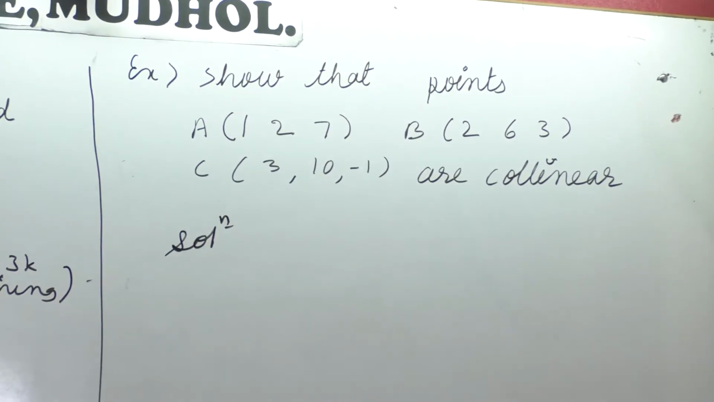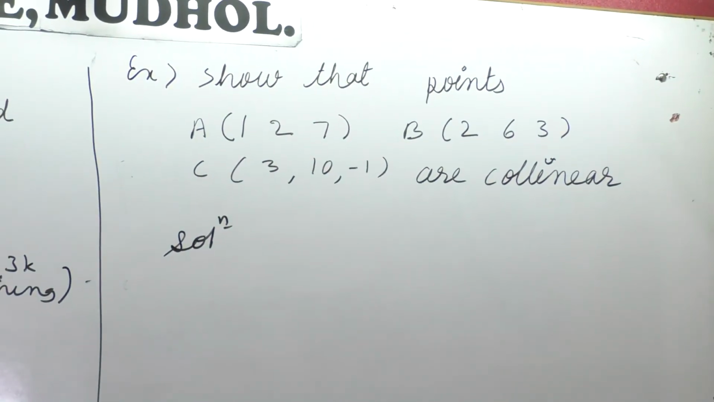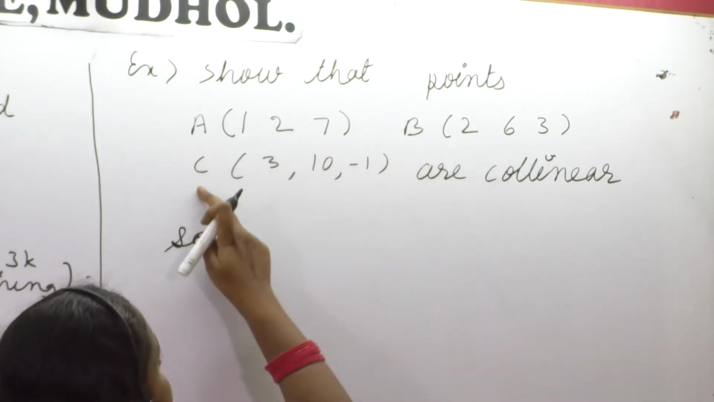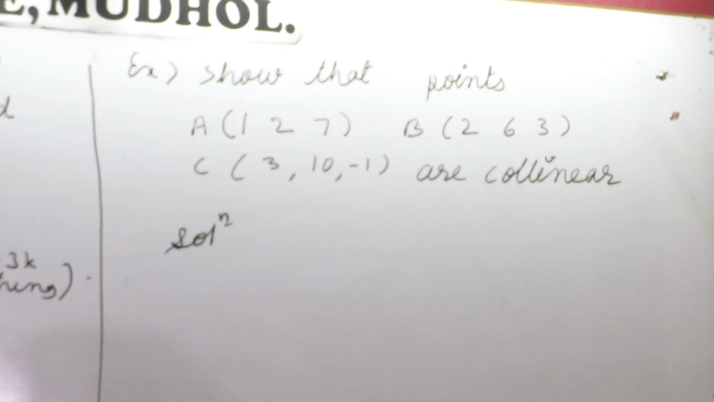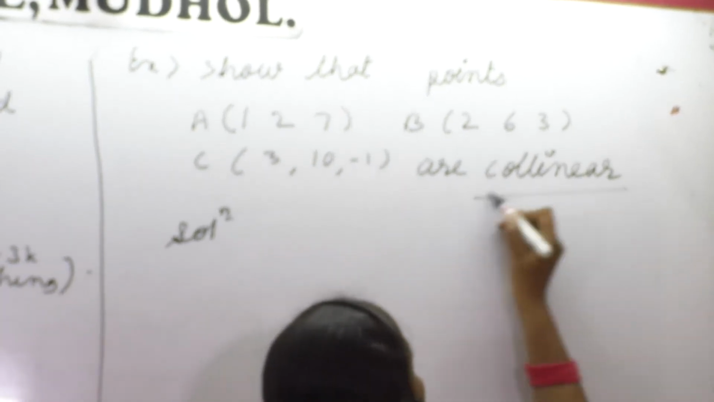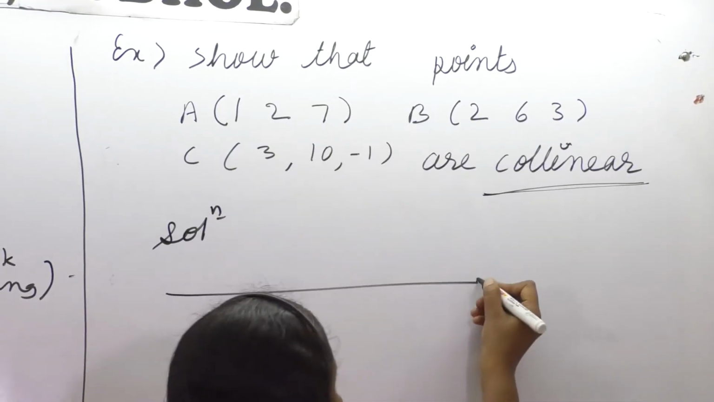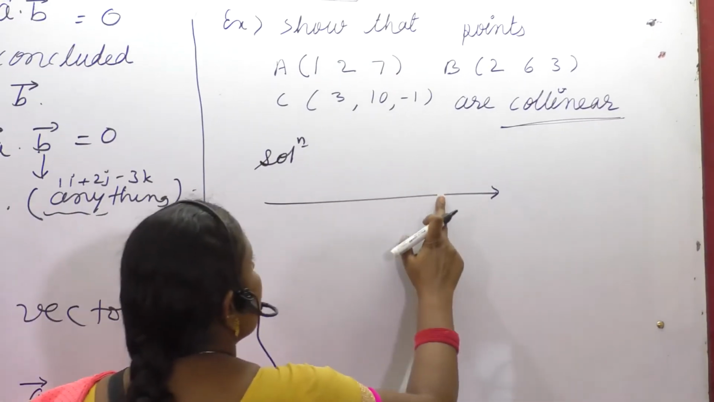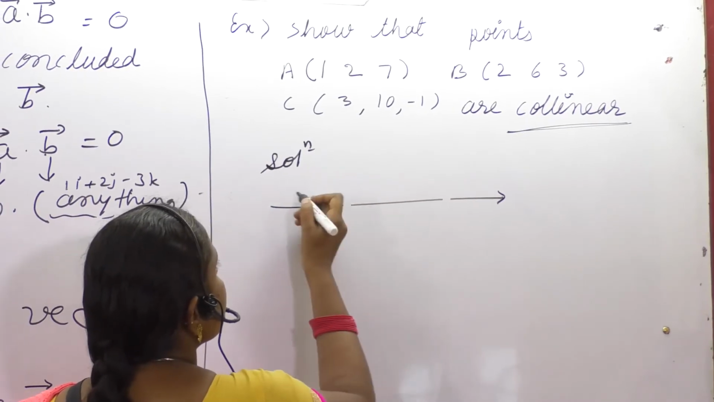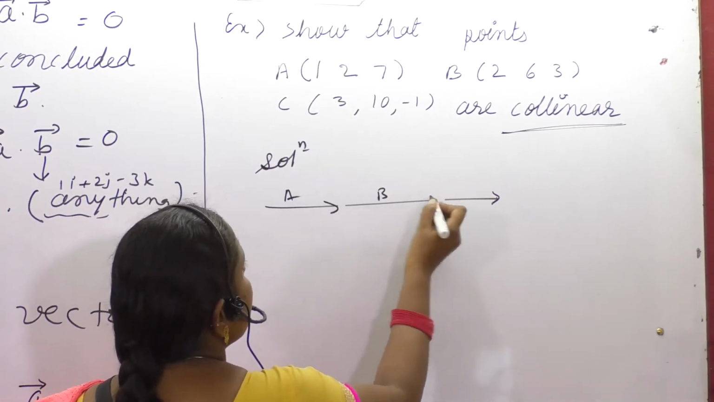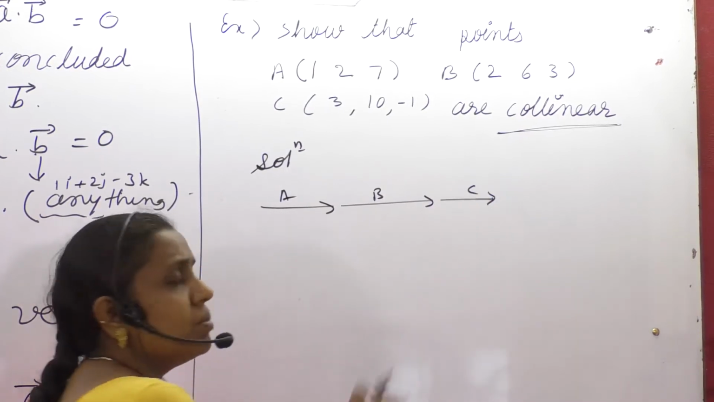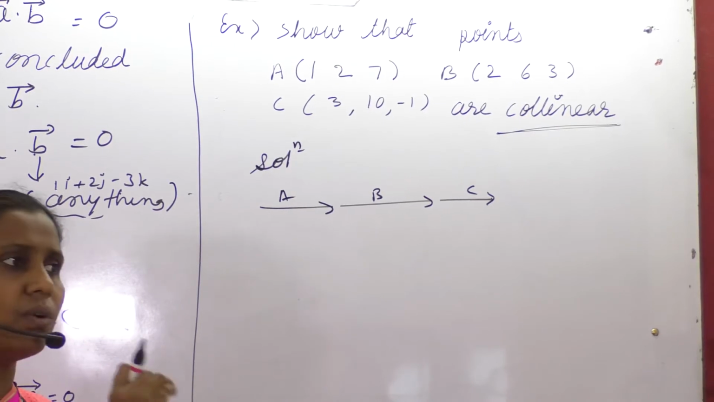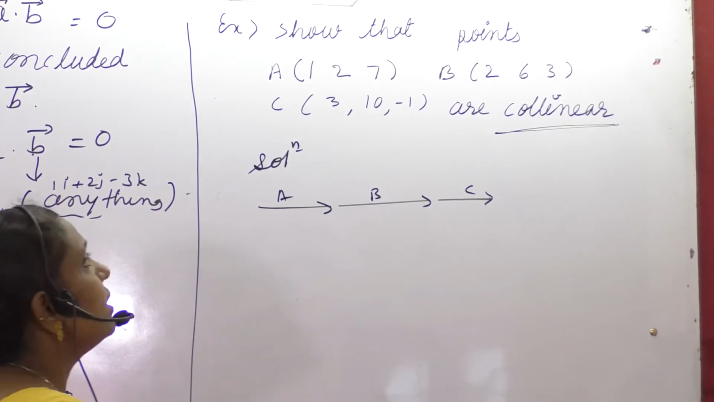Dot product properties. So the next question is, show that the points A, B, C are collinear. What do you mean by points being collinear? I told you, all the points will be falling on the same line. Or else you can make 3 vectors, vector A, vector B, vector C, falling on the same line. Collinear. Linear means line.